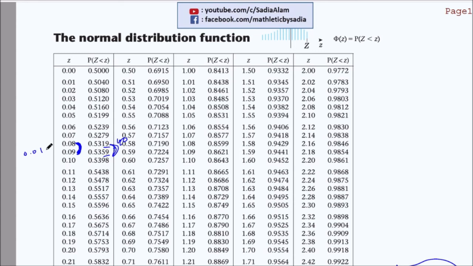For a gap of 40, this increased by 0.01, but we want a value somewhere over 54, right? 0.5354. So the difference will be 54 minus 19, which is 35. So we want the value for 35 only. For a 40 gap the increase is 0.01, and for 35 the difference will be 0.01 by 40 into 35.